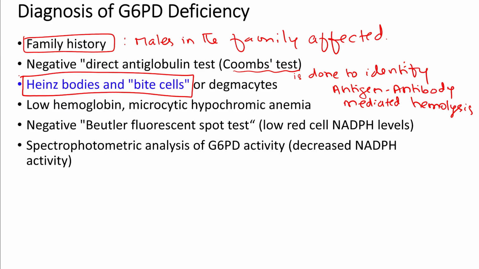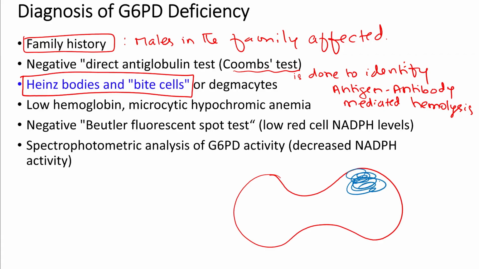I'll draw a figure here. Consider this is your red blood cell, and I'm going to draw precipitated hemoglobin here, which is beneath the membrane. This is the Heinz body, precipitated hemoglobin. The rest of the hemoglobin is soluble, not precipitated. Remember, in the red blood cell, hemoglobin is soluble and it is part of your cytoplasm.